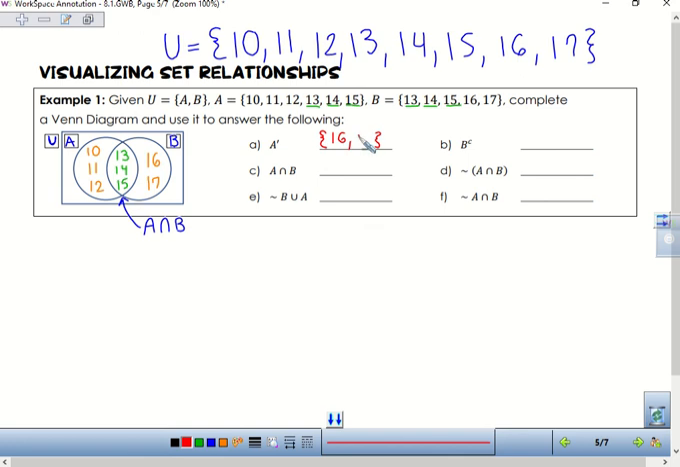16 and 17. So that's everything that A does not have. Everybody see how we got that? Next one. What is not in set B? 10, 11, 12. Good. See how B is this whole circle? And what's not in B is 10, 11, and 12.